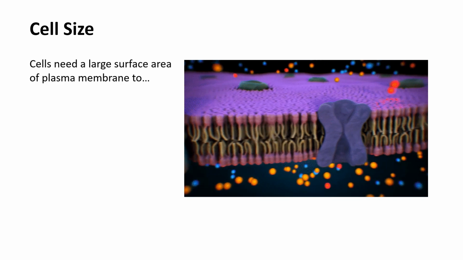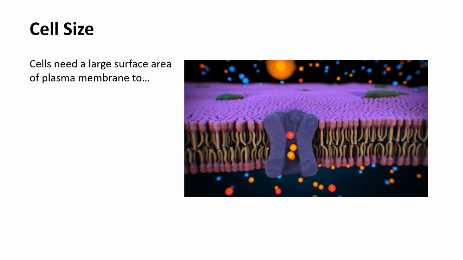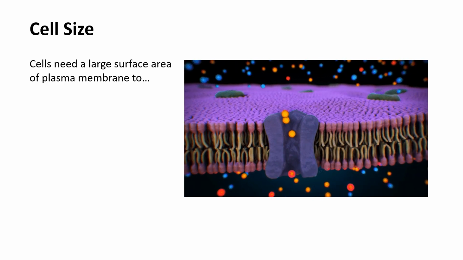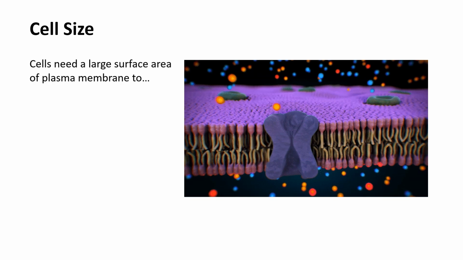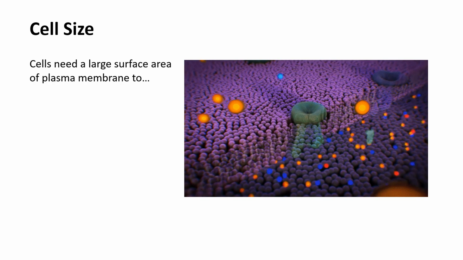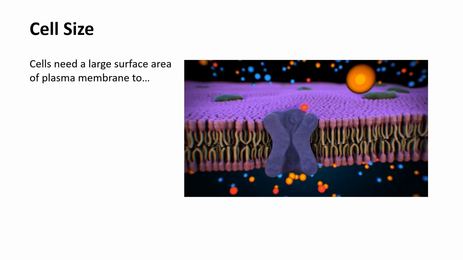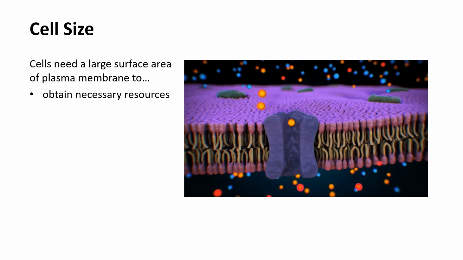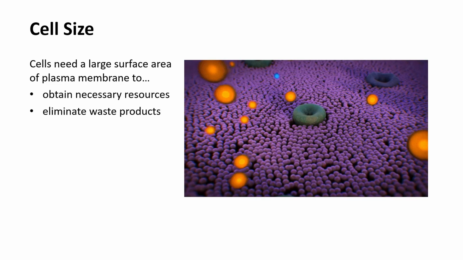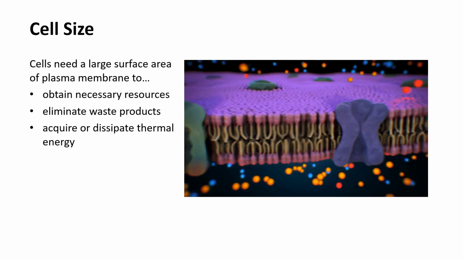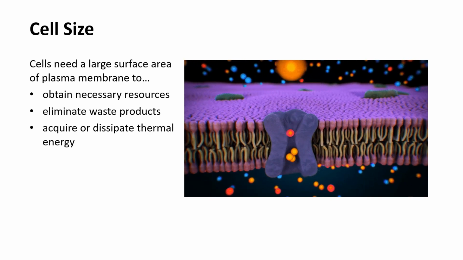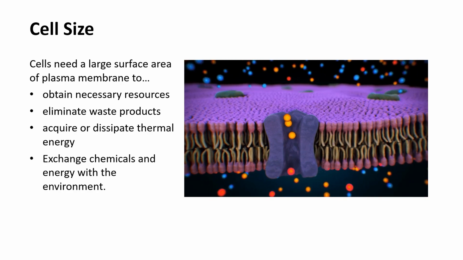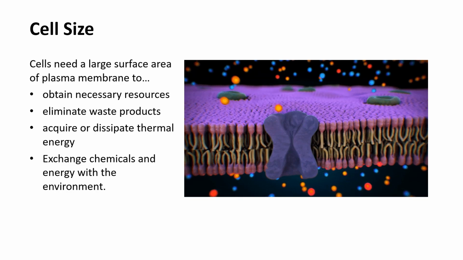Now, what about cell size? Why is it that cells are microscopic? Well, cells need a very large surface area of plasma membrane to do many functions: obtain necessary resources, eliminate waste products, acquire and dissipate thermal energy or heat, and exchange chemicals and energy with the environment.